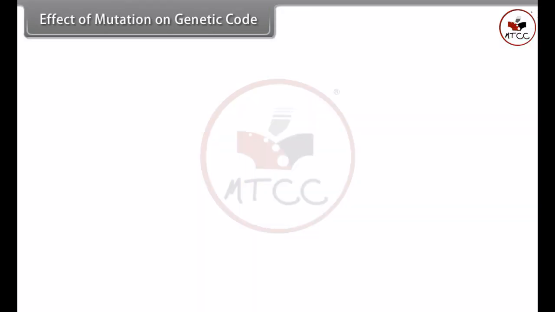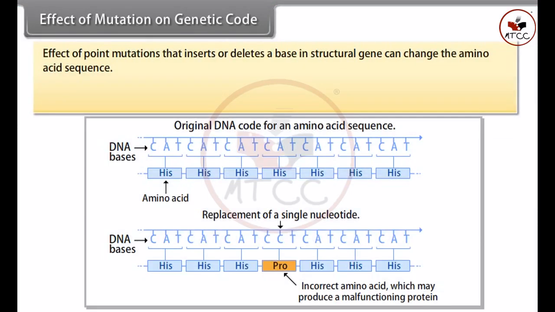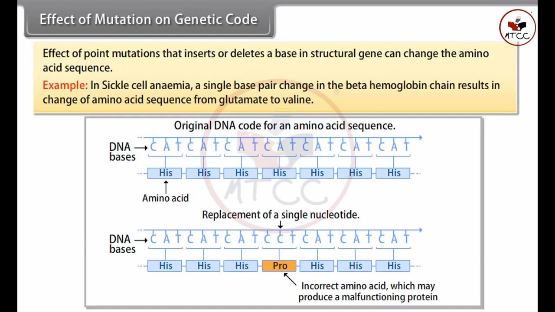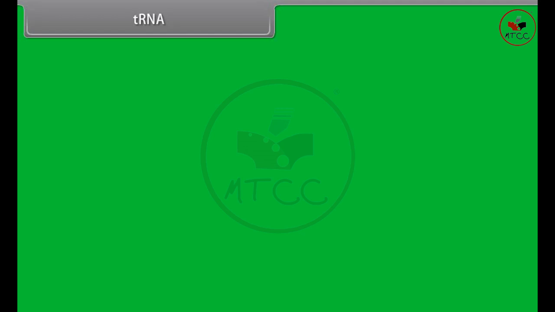Effect of mutation on genetic code. Effect of point mutations that insert or delete a base in a structural gene can change the amino acid sequence. For example, in sickle cell anemia, a single base pair change in the beta hemoglobin chain results in change of amino acid sequence from glutamate to valine.